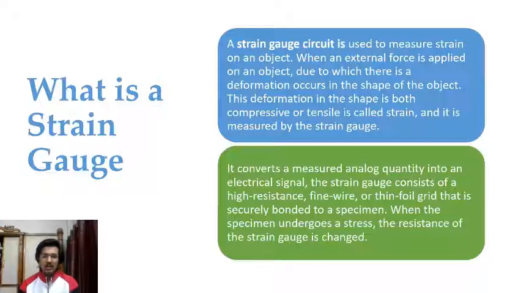The strain gauge consists of high resistance fine wire or thin foil grid, and is securely bonded to a specimen. When the specimen undergoes a stress, the resistance of the strain gauge is changed.